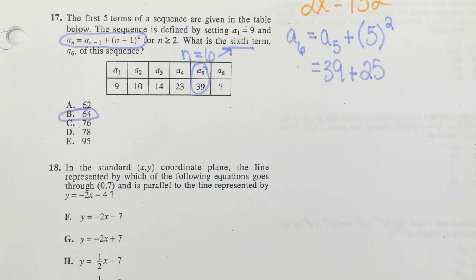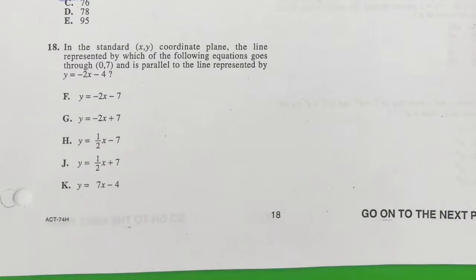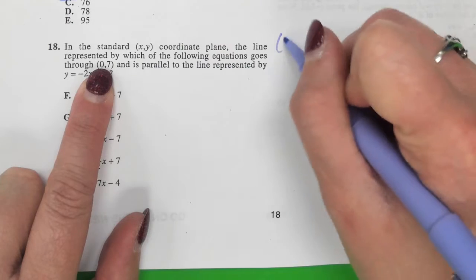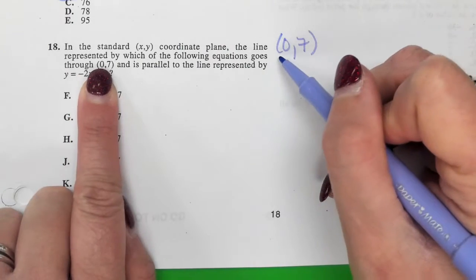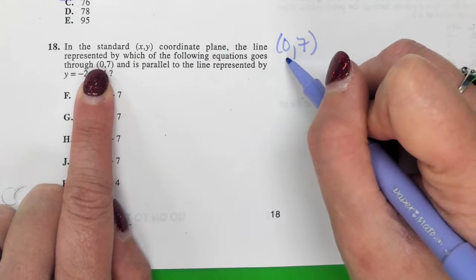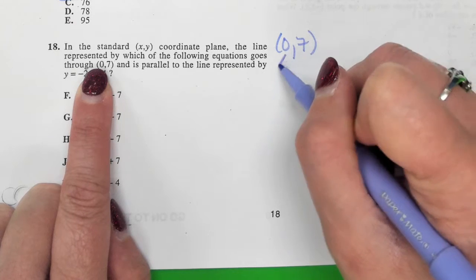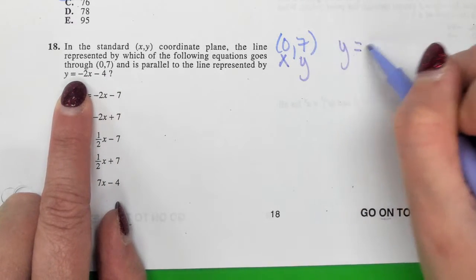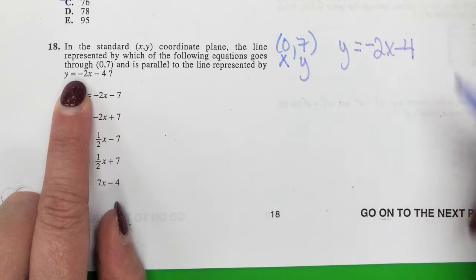Alright, number 18 down there. Okay, so let's see. Alright, so look what they give you. They give you 0, 7, right, guys? What's the 0 stand for? X. What's the 7 stand for? Y. And then look what they give you. Y equals negative 2x minus 4, right?